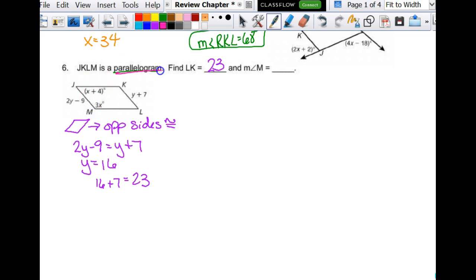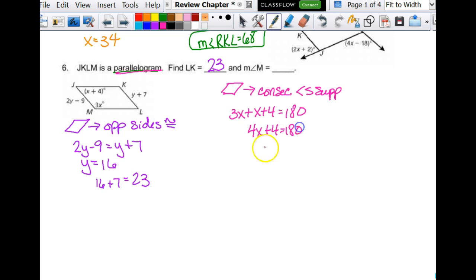These are consecutive angles in a parallelogram, so I know that the consecutive angles are supplementary. So 3x plus x plus 4 has to equal 180. So this is 4x plus 4 equals 180. So 4x equals 176. 4 goes into 17 4 times with 1 left over, and then 4 goes into 16 4 times. So x is 44. I'm not looking for x though.